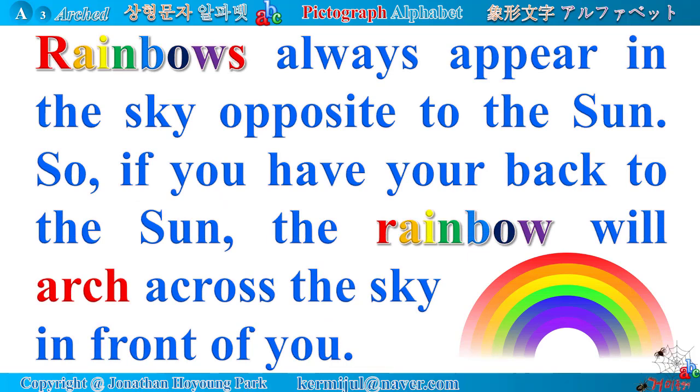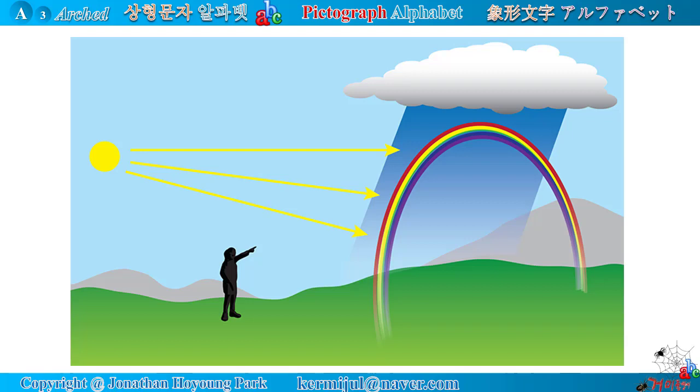Rainbows always appear in the sky opposite to the sun. So, if you have your back to the sun, the rainbow will arch across the sky in front of you. Look at the rainbow which appears in the sky opposite to the sun.